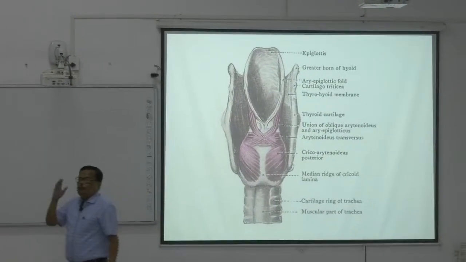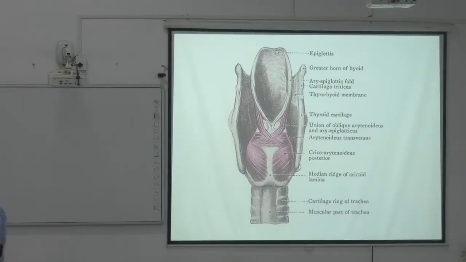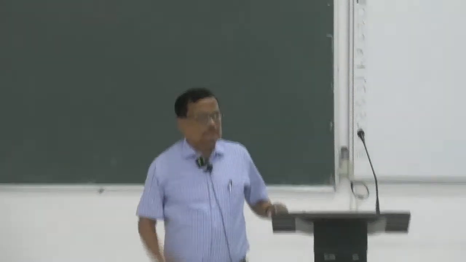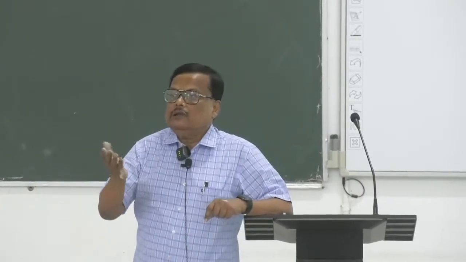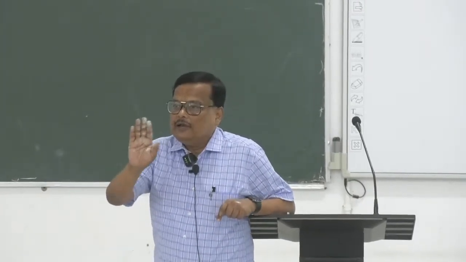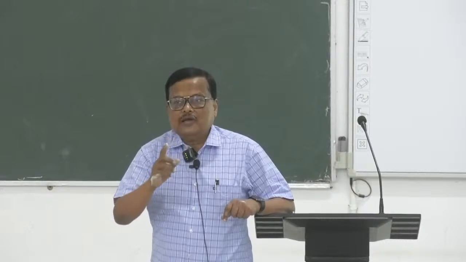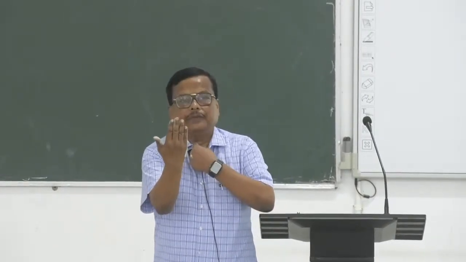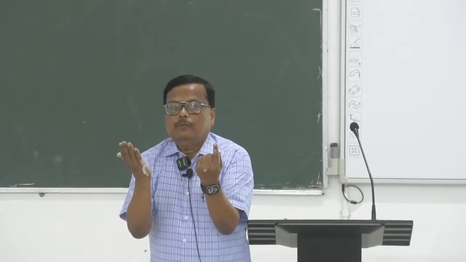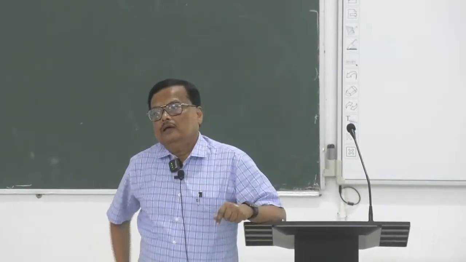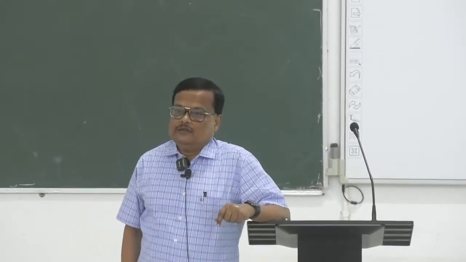If we want to view or see the intrinsic muscles, except one, these intrinsic muscles are seen either from the backside of the larynx, or by cutting the larynx open. Then we can view the intrinsic muscles of the larynx.